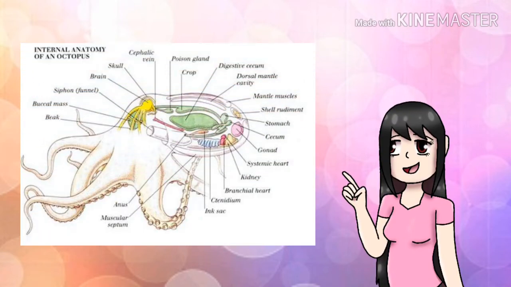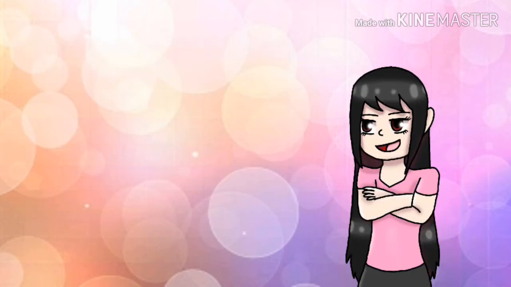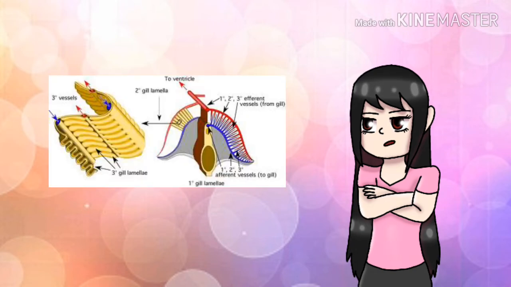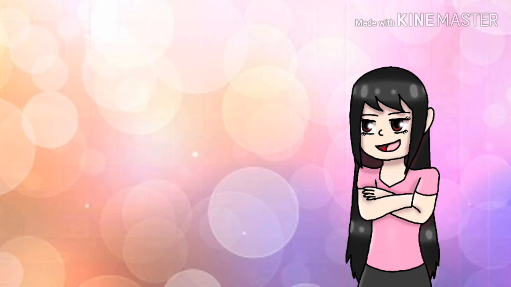They have a closed circulatory system and have three hearts. You see, how they breathe is quite simple. They have these things called gills. Yeah, surprising. They reproduce sexually and get fertilized internally. The eggs are usually released under rocks or shells, and they have no mating season.